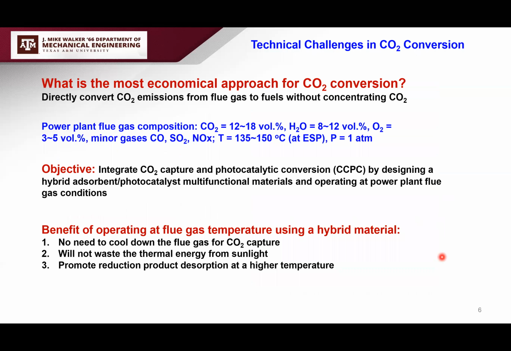All right, so now if you're in the community of CO2 capture and conversion, you probably know that this field is divided into two main areas. One is capture and one is conversion, and there is not much overlap between them.